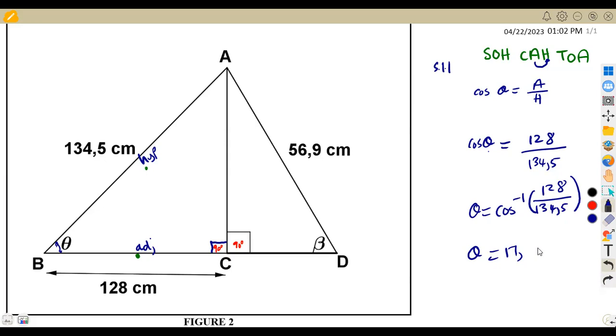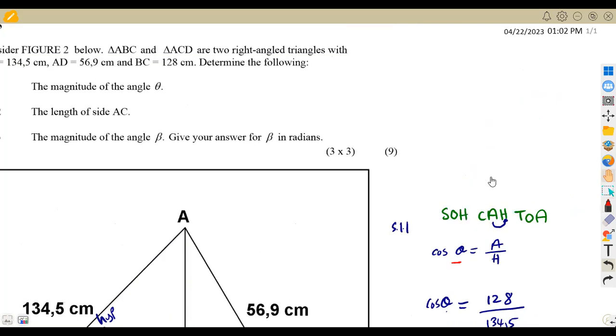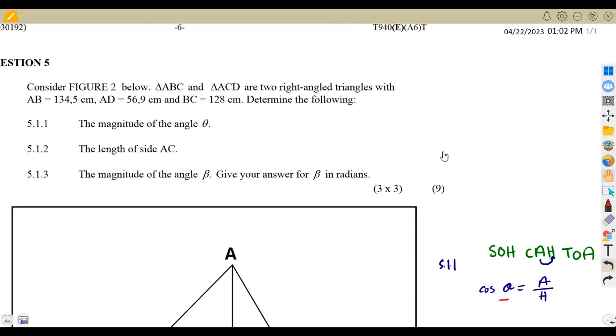This gives us 17.885536 and so on, so it is 17.885 to 3 decimal places. This is our theta in degrees. So theta is 17.885 degrees, which is the angle that we calculated from the ratio of cos. We applied the ratio of cos to determine this. You can play around with any information, but I think for this one, that is the only part that we can use. Next, the length of side AC.